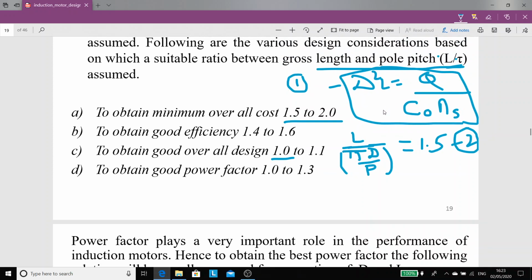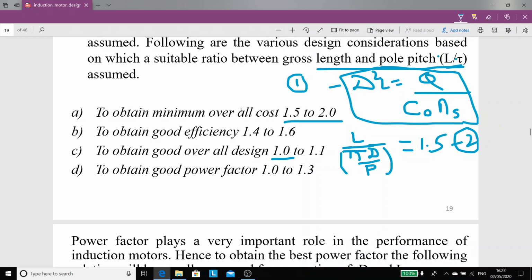So we now have two equations and two unknowns, D and L. By solving these two equations, the first equation D squared L equal to Q upon C0 into Ns, and the second equation L upon tau, the pole pitch, equal to a constant value such as 1.5, we can very easily separate out these two main dimensions of our induction motor. But remember, for that we have to very carefully select the ratio of length to the pole pitch.